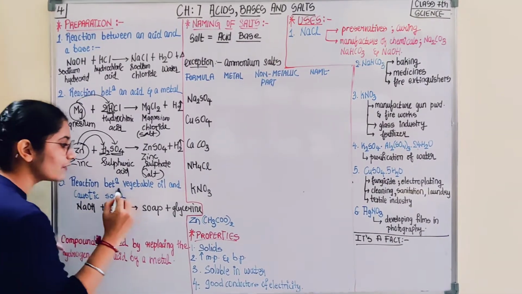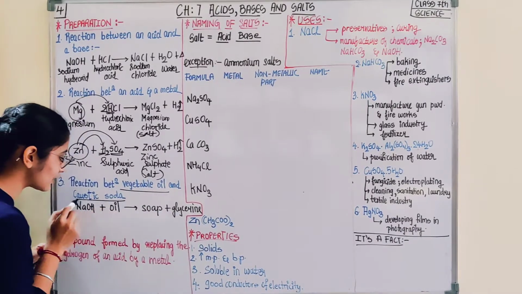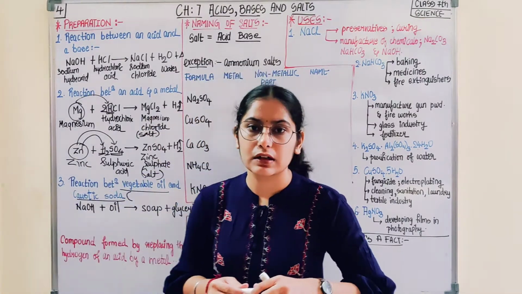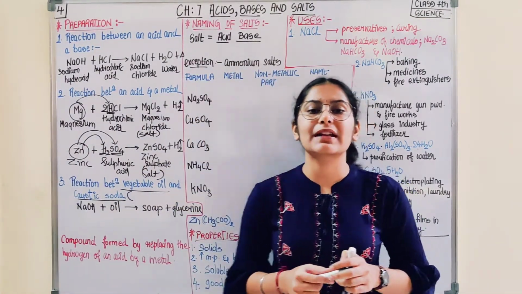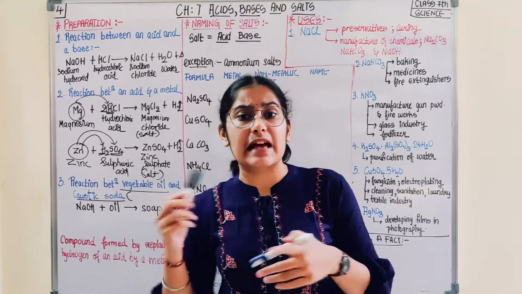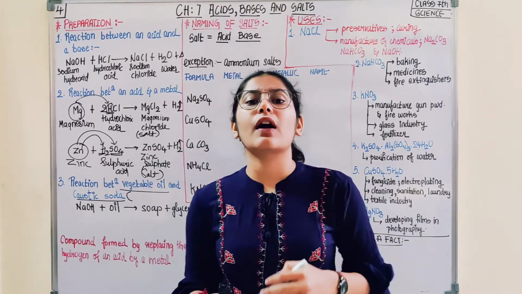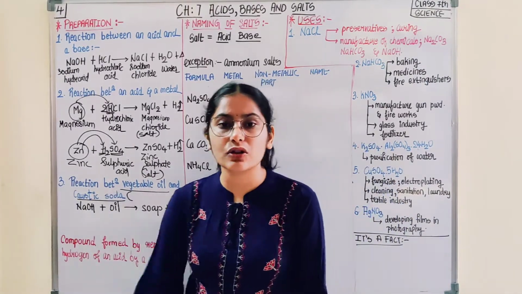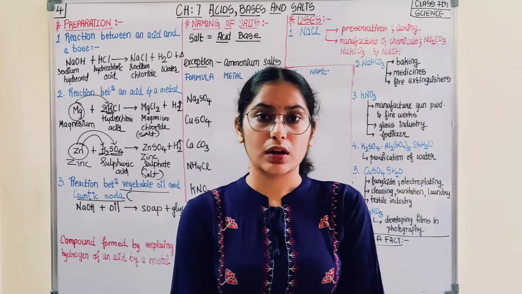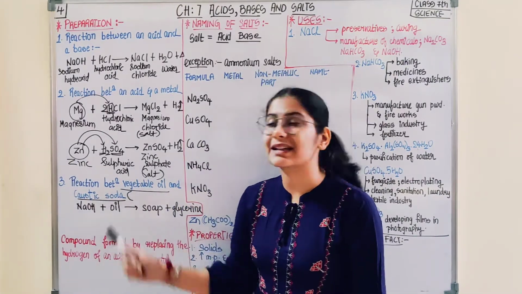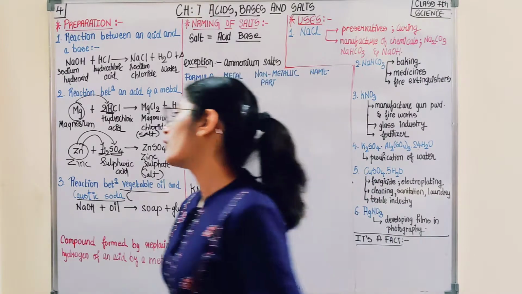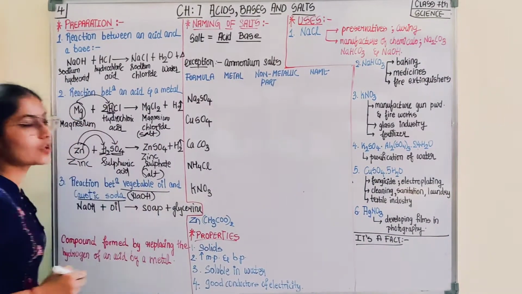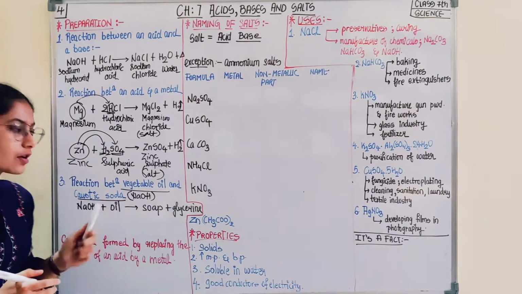Next is reaction between vegetable oil and caustic soda. So remember, what is caustic soda the common name of? Either it is an acid or a base. Let me give you a hint. It is a base. So now you recall, if I talk about caustic soda, which base am I talking about? Which base has its common name caustic soda? If you recall, you would be getting the answer as sodium hydroxide. So sodium hydroxide's common name is caustic soda.